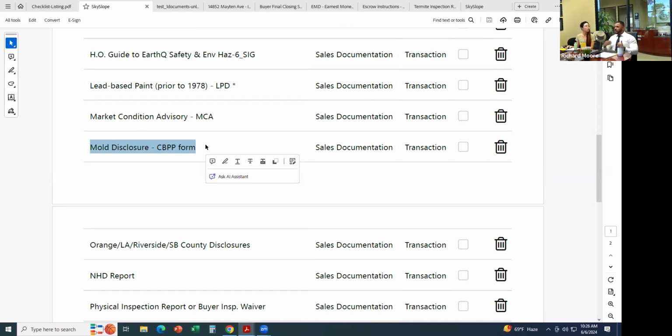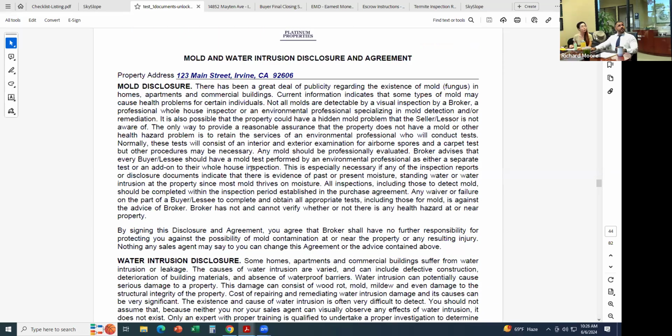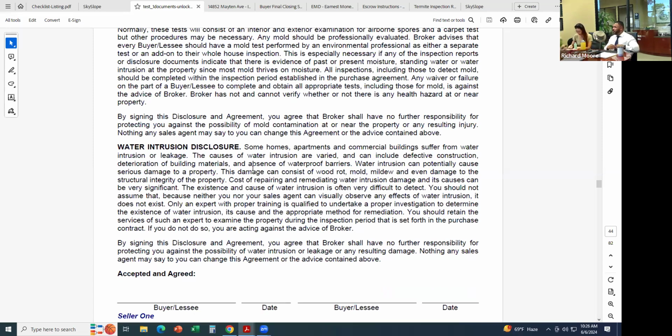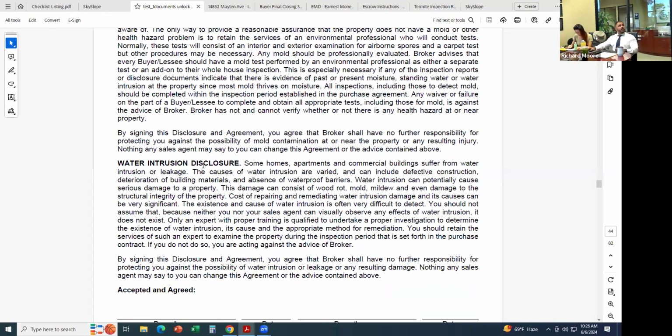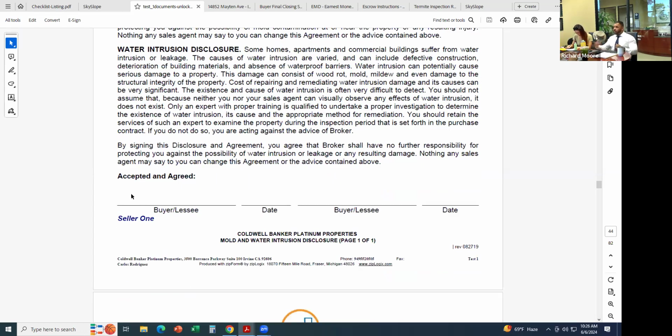This is another one of our company forms. So this form looks like this. It's pretty much saying that if there's any type of mold or water intrusion anywhere in the house, the company is not responsible, the agent's not responsible, so they don't try to come back and sue us for anything. And this is when you're representing a buyer. If you're representing the seller, I guess we'll still send it to them. But depending on which side you're on, we're still going to need this form. So this is something that you're going to generate, whether you're on the buy side or the list side.